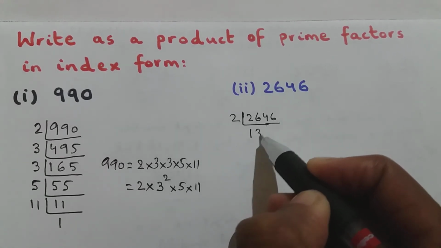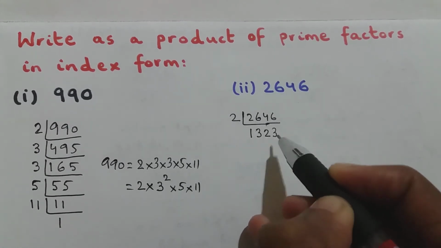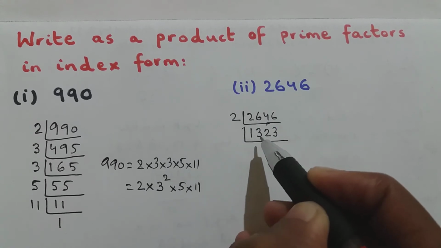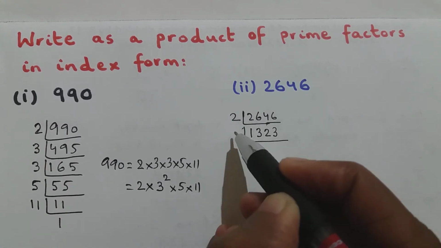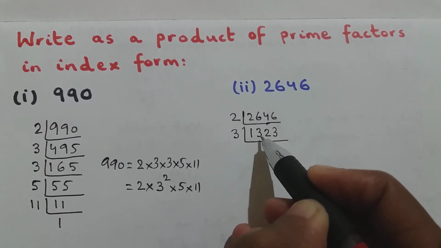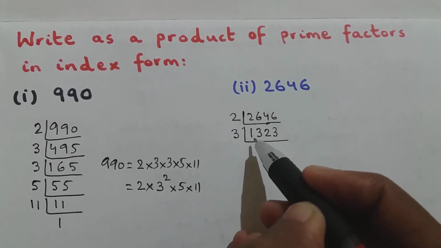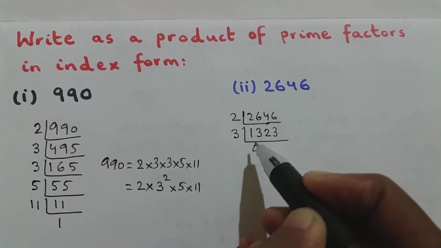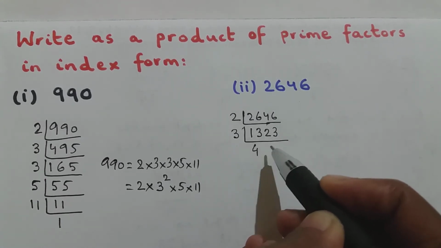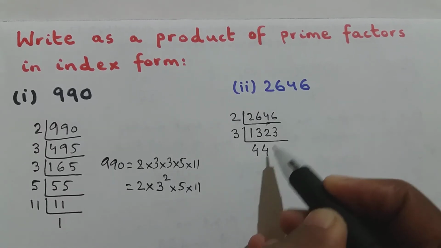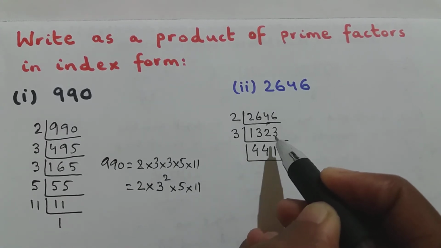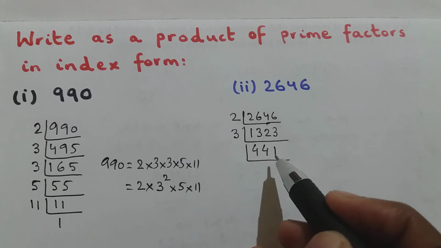2 1s are 2, 2 3s are 6, 2 2s are 4, 2 3s are 6. So 2646 divided by 2 is 1323. Now 1323 is divisible by 3. So I will divide 1323 by 3. So when I divide 1323 by 3, what do I get? 3 4s are 12, remainder 1, bring this 2 down, so 12. 3 4s are 12 and 3 1s are 3. So 1323 divided by 3 is 441.